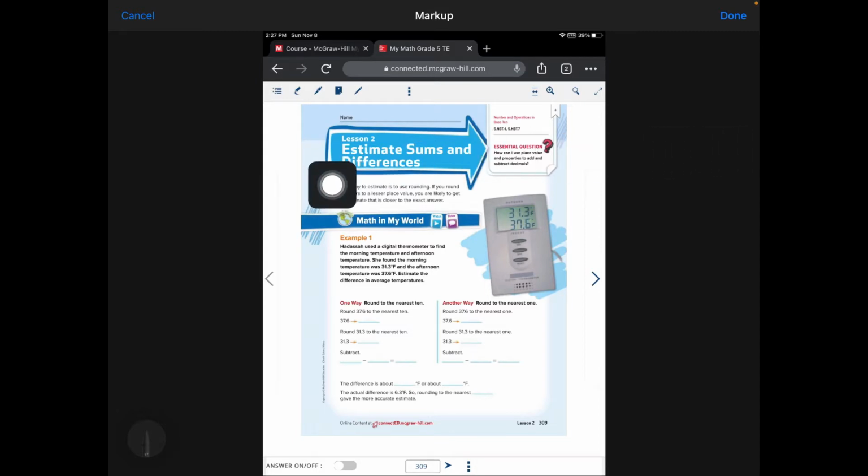We are on Chapter 5, Lesson 2, page 309. We are learning about the importance of estimating sums and differences. Sum is another fancy word for the answer to an addition. Differences is the answer to a subtraction problem. Let's begin.